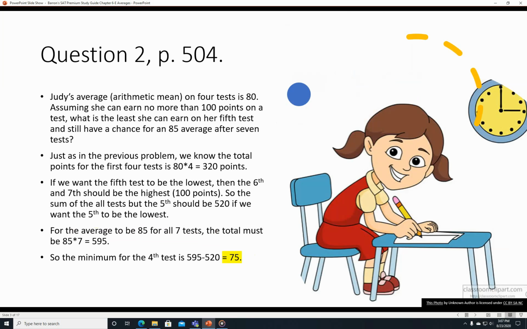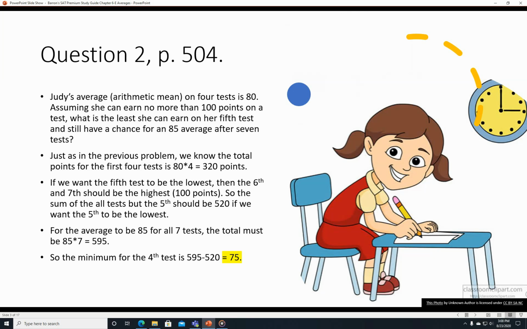Question 2, page 504. Judy's average, or arithmetic mean, on 4 tests is 80. Assuming she can earn no more than 100 points on a test, what's the least she can earn on her 5th test and still have a chance for an 85 average after 7 tests? Just as in the previous problem, we know the total points on the first 4 tests is 80 times 4, which is 320 points. If we want the 5th test to be the lowest, then the 6th and 7th have to be the highest they can be, which would be that they're both 100 points.